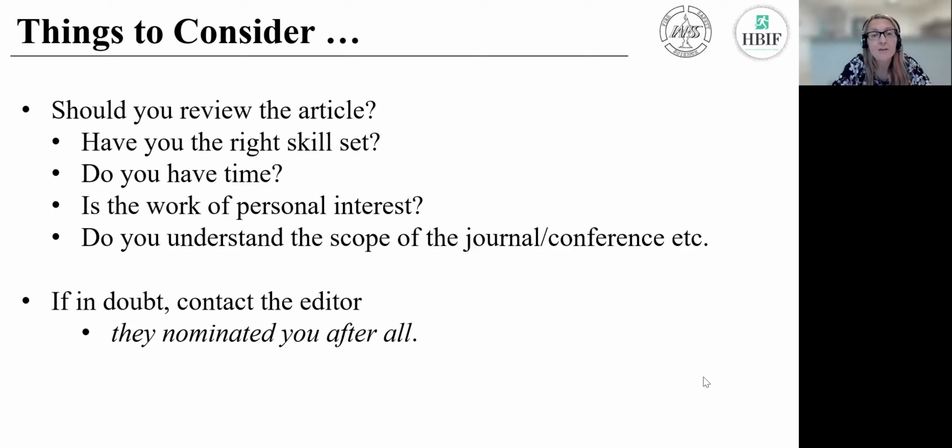Also ask yourself, is it of personal interest, right? Because if it isn't, are you really going to give a quality review? You still should, but I usually do the best reviews when I have a personal interest in what this is all about, and I'm excited about reading it. And also ask yourself, do you understand the scope of the journal and the conference you're reviewing for? Because that will come up when you're asked about the relevance of that paper to the journal itself.